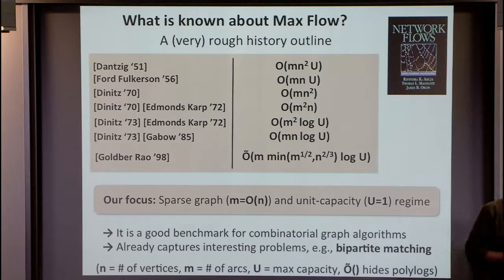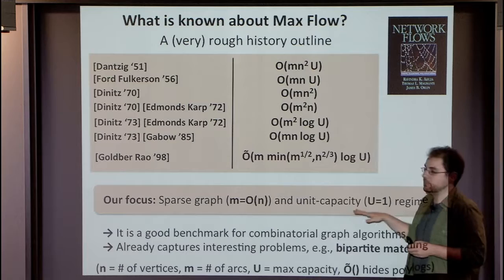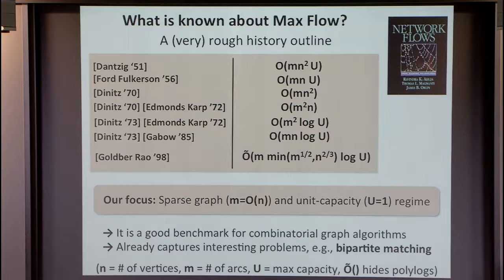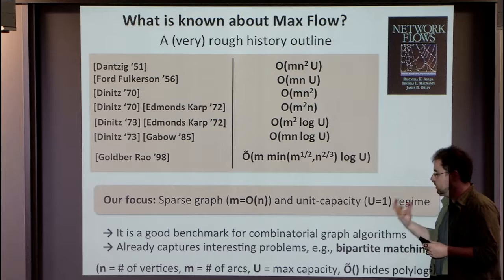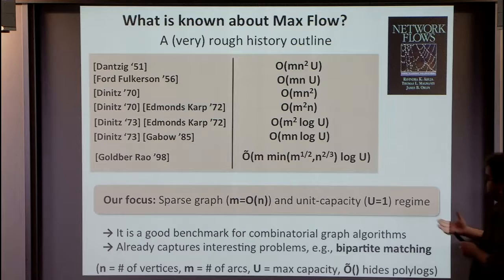So in a sense, if you look again at the history of the problem, this regime of sparse unit capacity graphs was always the one in which we had the first improvement on the problem. And only later on, once we had improvement in this regime, the developments for more general settings bloomed. So somehow, this seems to be really the benchmark of how well we understand the problem. And even in this restricted setting, this maximum flow problem already captures some interesting problems, in particular bipartite matching. Maximum cardinality bipartite matching is already captured in this regime.